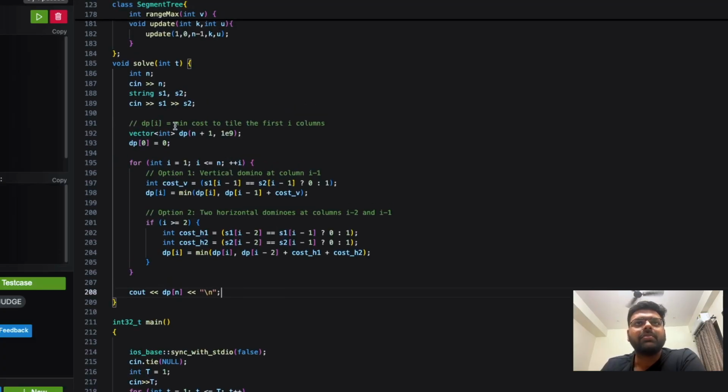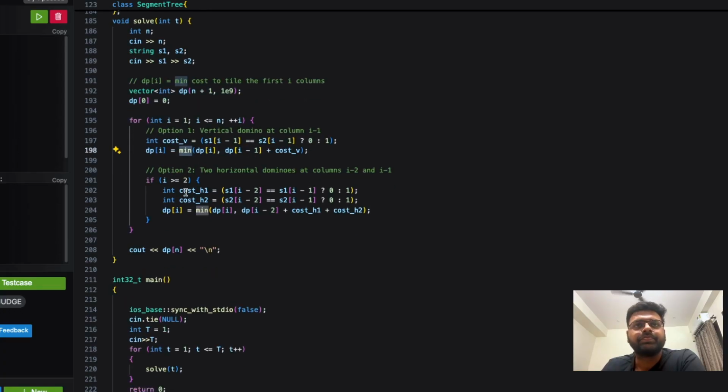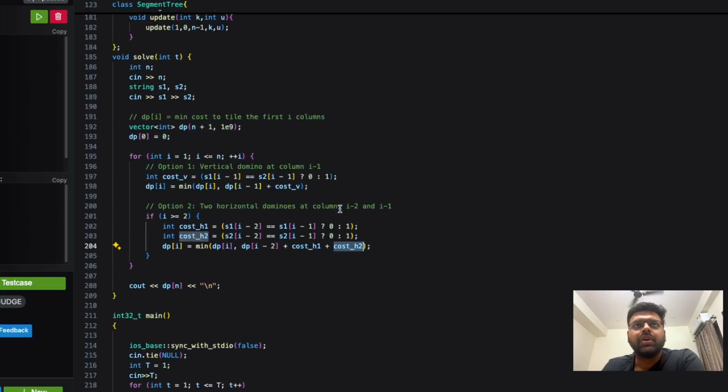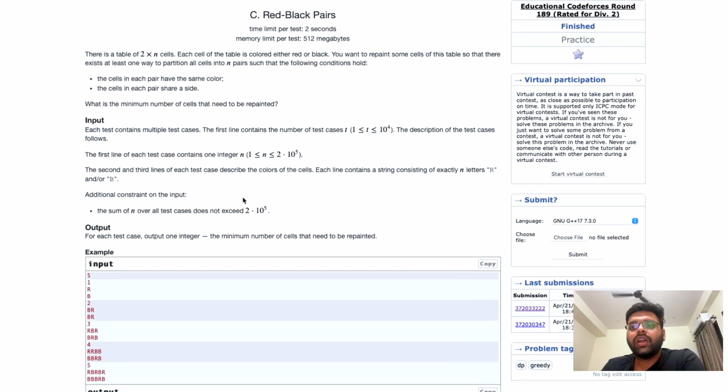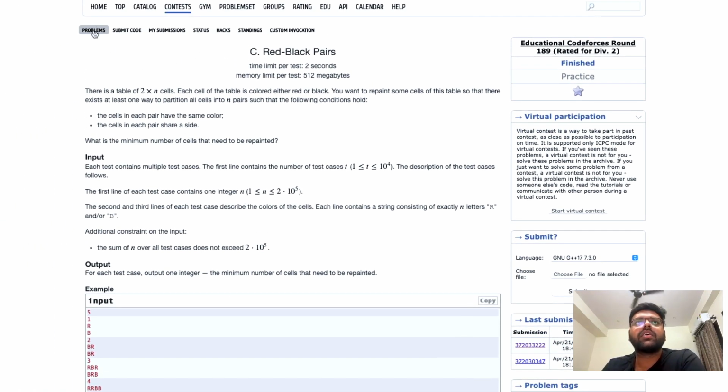So DP of I is the minimum cost to make the first I columns. Now when I consider a vertical column, I minus 1, I have calculated the vertical. If the values are the same, the cost would have been 0, else the cost would have been 1. So it is simply dependent on I minus 1, where I would have taken the minimum. Else if I am taking the horizontal columns, first horizontal, second horizontal, then it is I minus 2 plus cost of 1, cost of 2. Then simply DP of n would be my answer. So this is how our C problem would have been done in the contest.